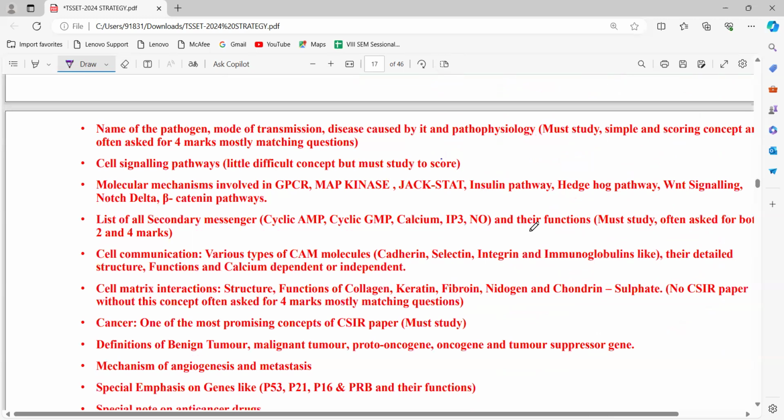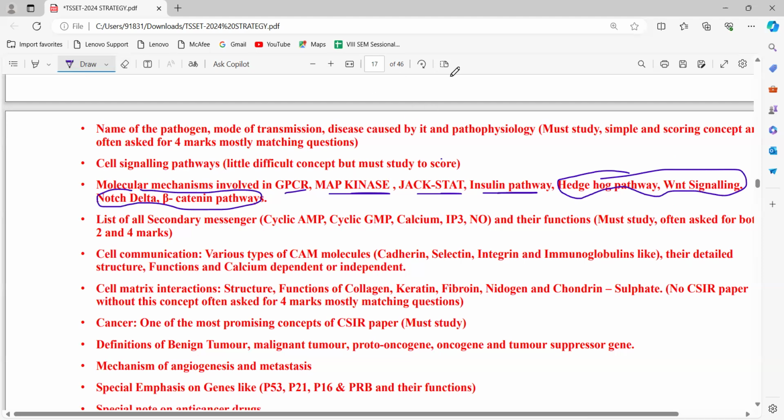Remember what kind of signaling pathways you have to read. There are many cell signaling pathways, starting with GPCR, MAP kinase pathway, JAK-STAT pathway, insulin pathway. You look into the 2023 paper, which I'll solve in tomorrow's class. They have given questions from hedgehog, Wnt signaling, Notch-Delta, and beta-catenin pathways.